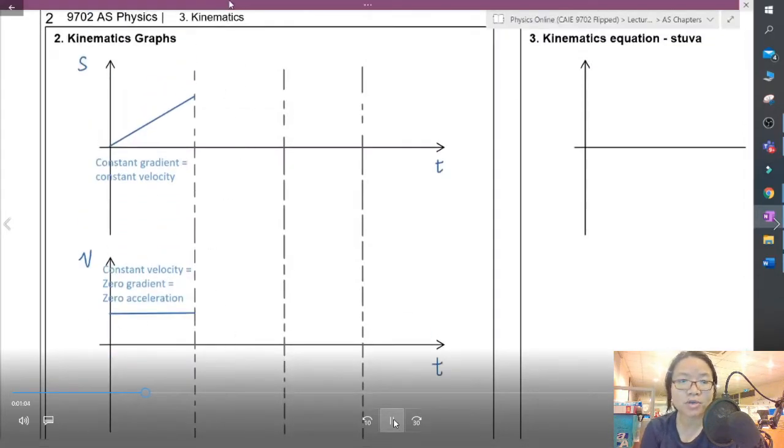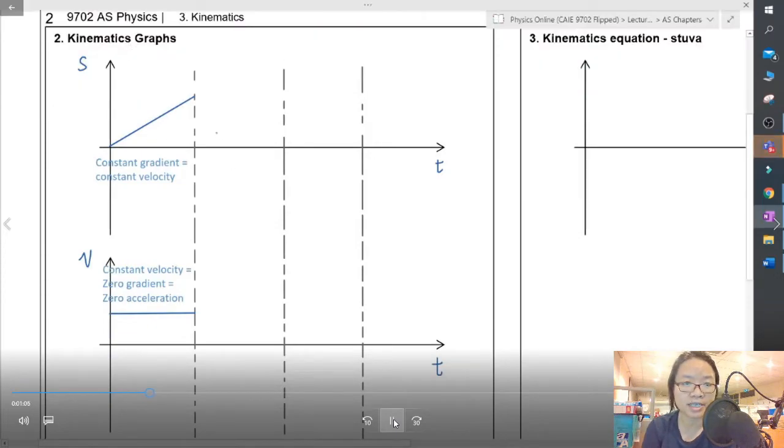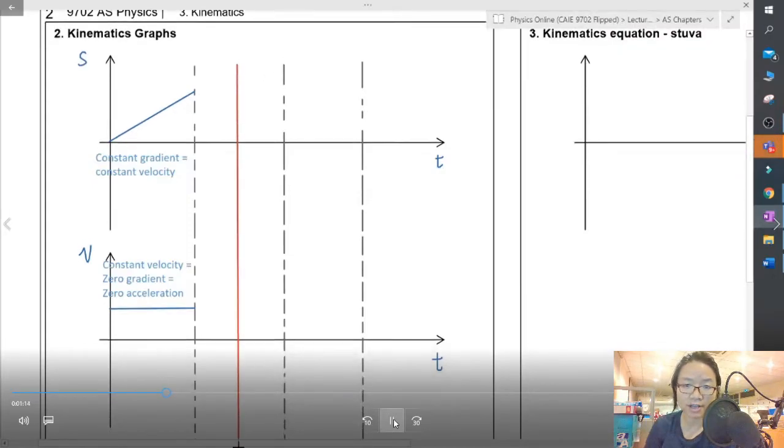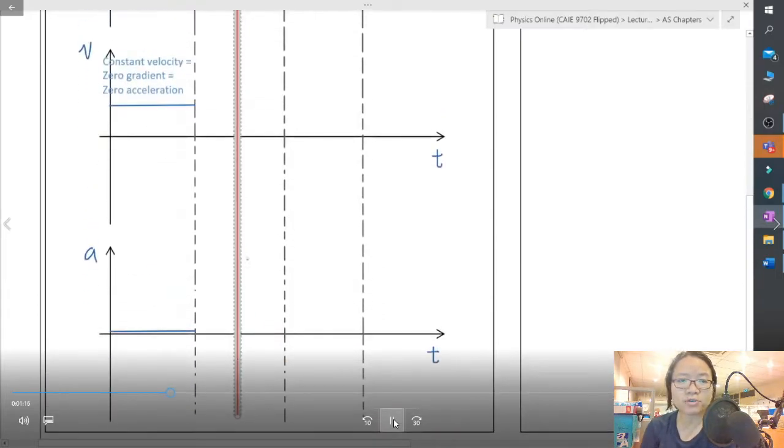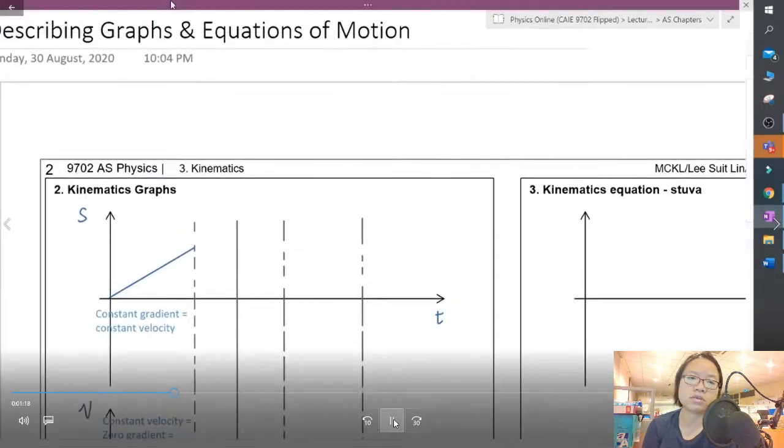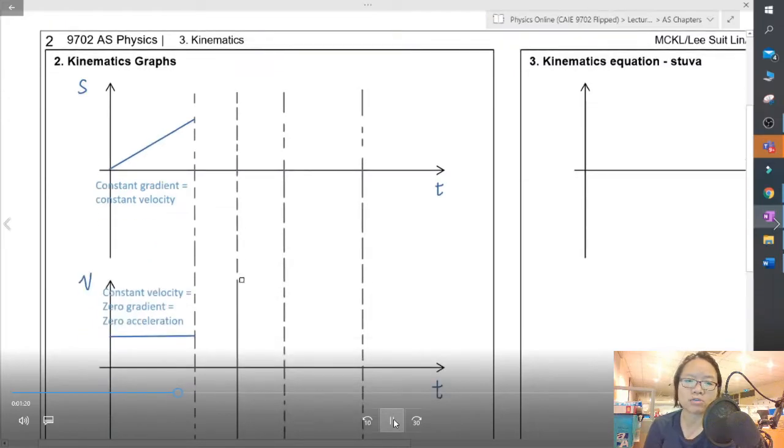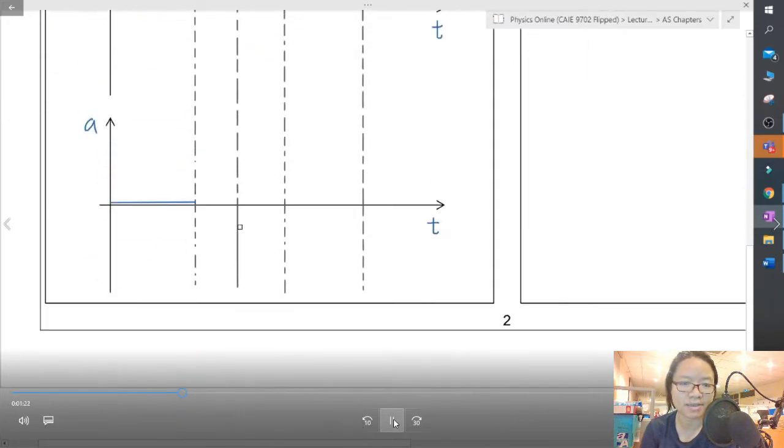Ta-da! So the gradient of the ST will give you V, and the gradient of your VT will give you A. And you can see ST has a constant gradient, so V will have a constant value. Alright, so let's look at another form of motion. I notice I have no space, so I can create more space for myself.